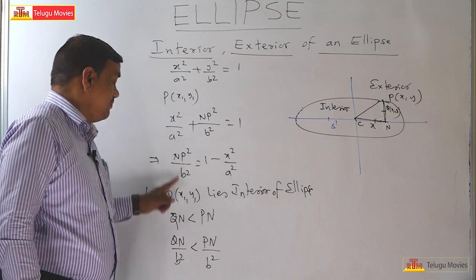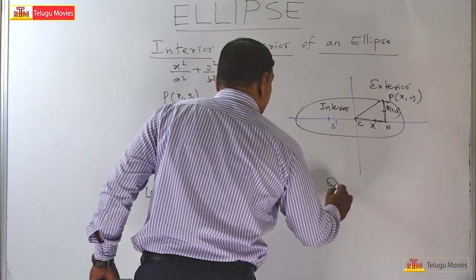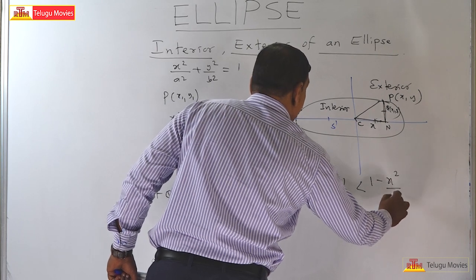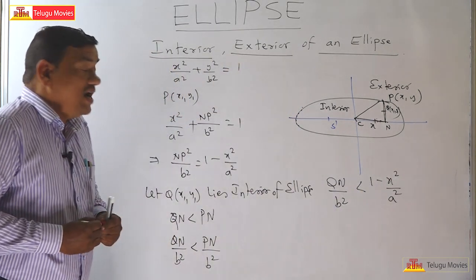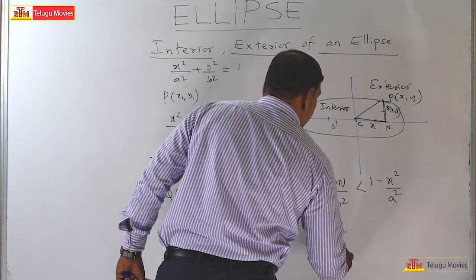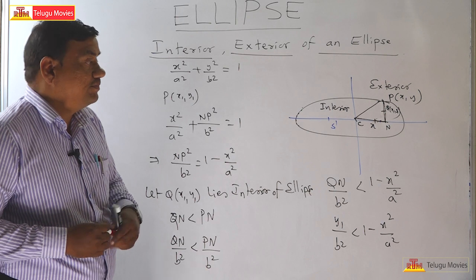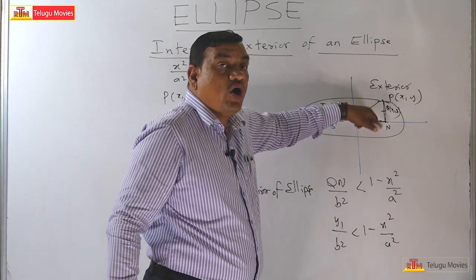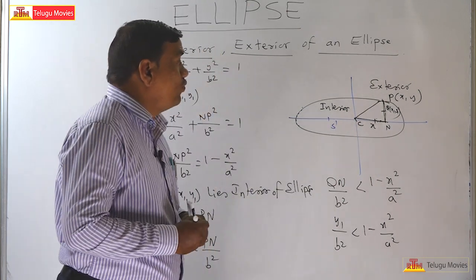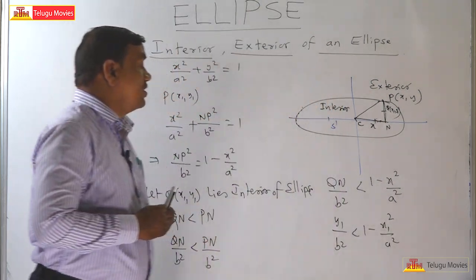What is PN square by b square? This is 1 minus x square by a square. So QN square by b square is less than 1 minus x square by a square. QN is nothing but y1. Let us take Q as an arbitrary point, any point you can take inside. So we will get y1 square by b square is less than 1 minus x1 square by a square.